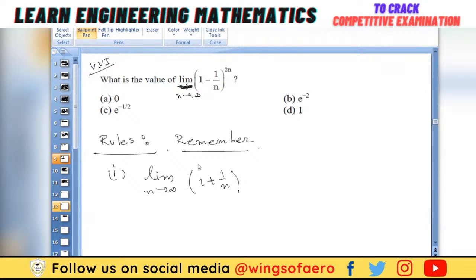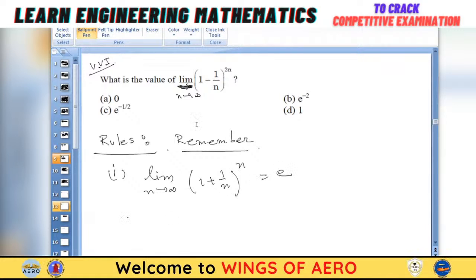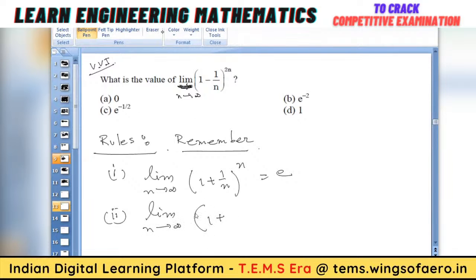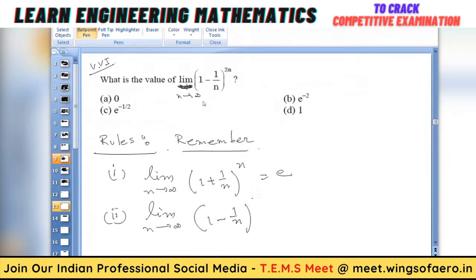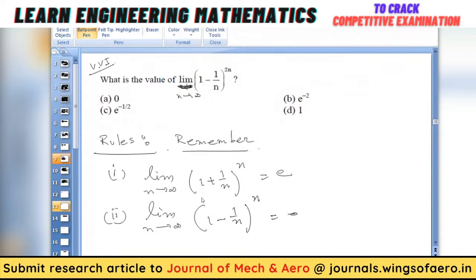1 plus 1 by n whole to the power n is equal to e. Rule 2. Limit n tends to infinity, 1 minus 1 by n whole to the power n is equal to 1 by e.